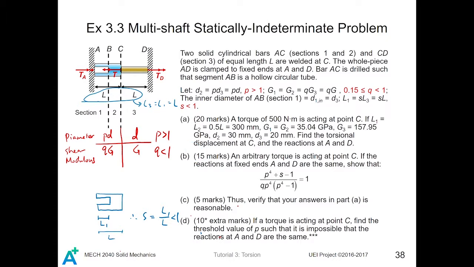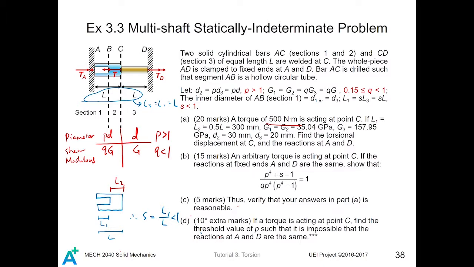First, let's consider an easy problem in part A. A torque of 500 Nm is acting at point C. Here we just mark it with this double arrow pointing to the left-hand side. L1 equals L2 equals 1/2 of L equals 300 mm. That means the length of the drilled part equals that of the undrilled part. L1 and L2 are equal.